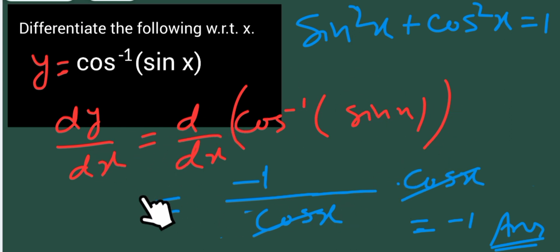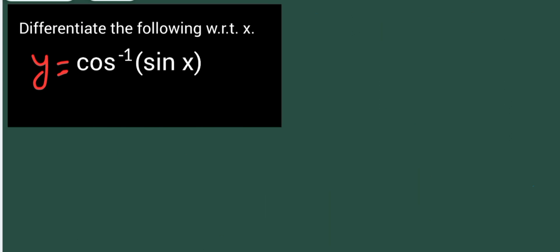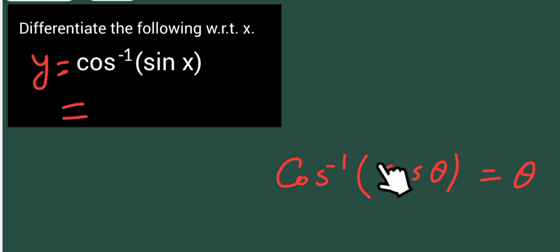Now we are going to solve this question in a simpler way, the simplest way. Since this is y equals cos inverse sin x, we will try to remove this inverse. In the last video I also discussed how I can remove this cos inverse. If I get something like cos inverse cos theta, this inverse will get removed and this will be theta. Correct? Cos inverse cos theta is nothing but theta.